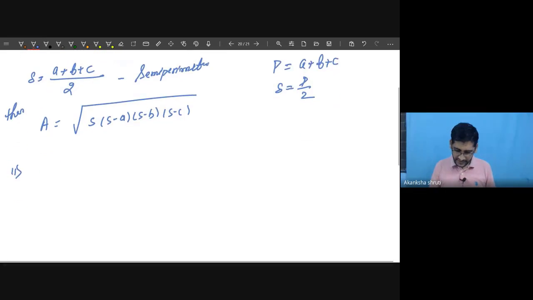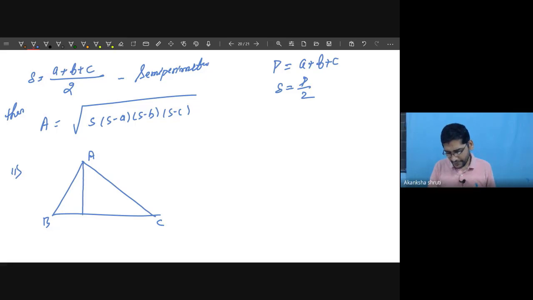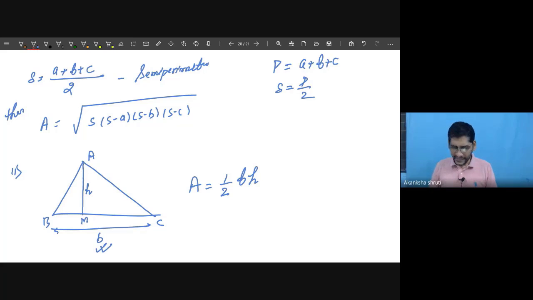But this conventional formula that we already know: if in place of the three sides of ABC, we have the perpendicular length, let us call it height h, and BC, this length, as base b, then area can be calculated by half base into height. This is applicable only if one of the side lengths and the perpendicular from the other vertex over that side are known.